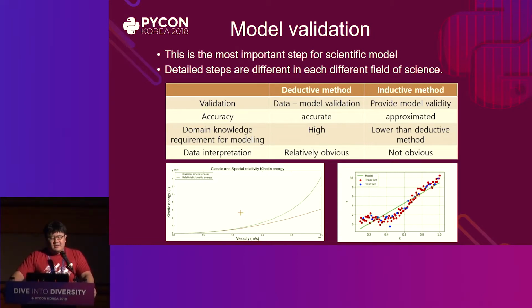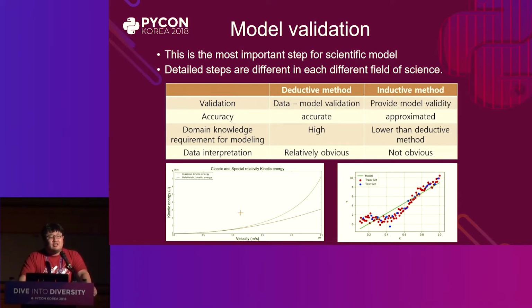For accuracy, when you use a deductive method, it is highly accurate. But the inductive method is always an approximation. Also, for domain knowledge, with the deductive model you need to know clearly about the field, but with the inductive model you don't have to. But at least you need to know the domain knowledge as much as you can to prove your method. As for extrapolation, it is obvious: you can do extrapolation with the deductive method, but you cannot do it with the inductive method.